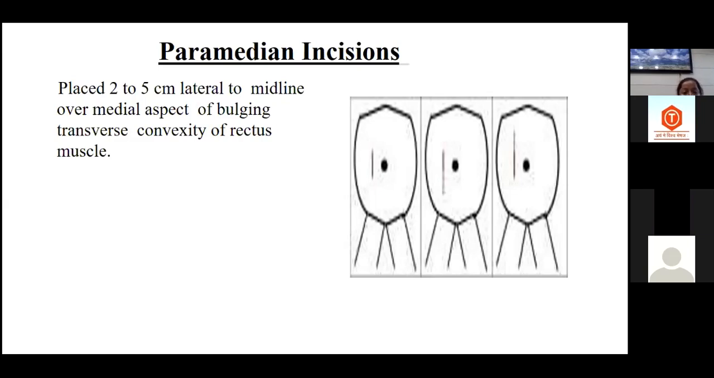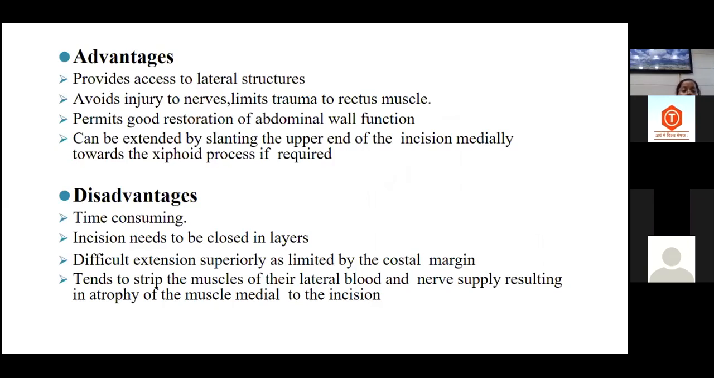The advantages of paramedian incisions are that they provide access to lateral structures, avoid injury to nerves, limit trauma to rectus muscle, permit good restoration of abdominal wall function, and can be extended by slanting the upper end of the incision medially towards the xiphoid process if required. Disadvantages are that it is time consuming, the incision needs to be closed in layers, and there is difficult extension superiorly as it is limited by the costal margin. It tends to strip the muscle of its lateral blood supply and nerve supply, resulting in atrophy of the muscle medial to the incision.